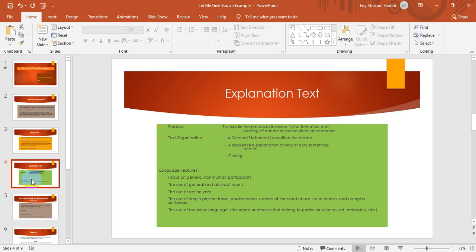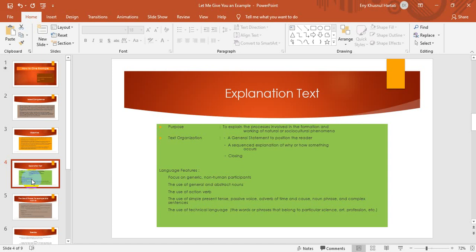And then the use of general and abstract nouns. The use of action verbs. The use of simple present tense, passive voice, adverb of time and cause, noun phrase, and complex sentences. And the last is the use of technical language. That is the words or phrases that belong to particular science and profession, etc.